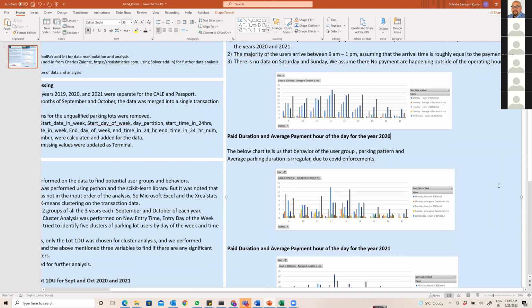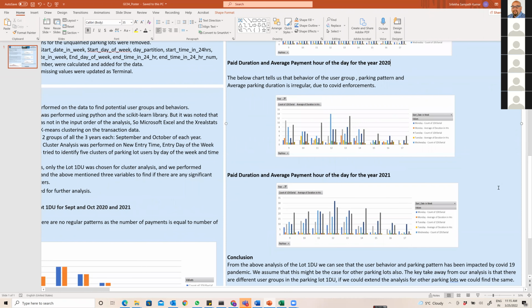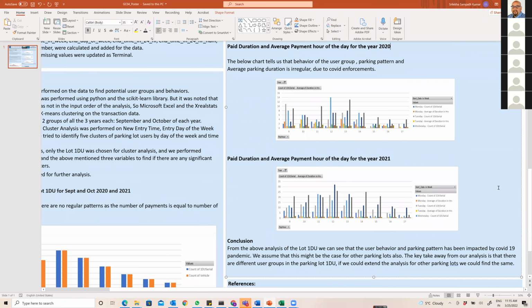The next point is that this analysis was done for both years combined, for all the 4 months. We didn't have the data for 2019 for this particular parking lot, so we weren't able to get any insights for that as well. So we tried to find out user behaviors or user groups for each particular year. We did that because we wanted to see whether COVID had any impact on the user groups, the duration and the parking patterns.